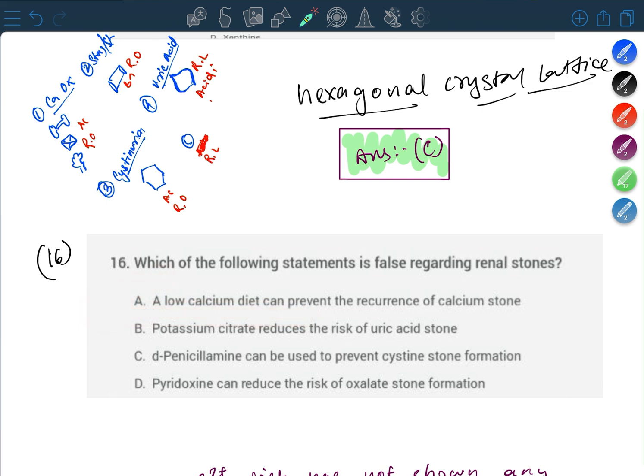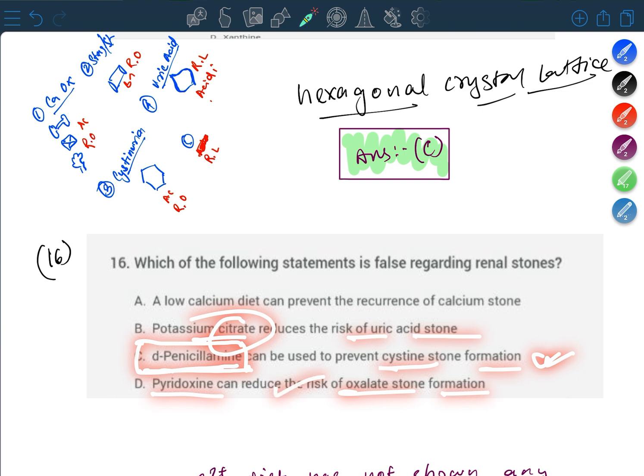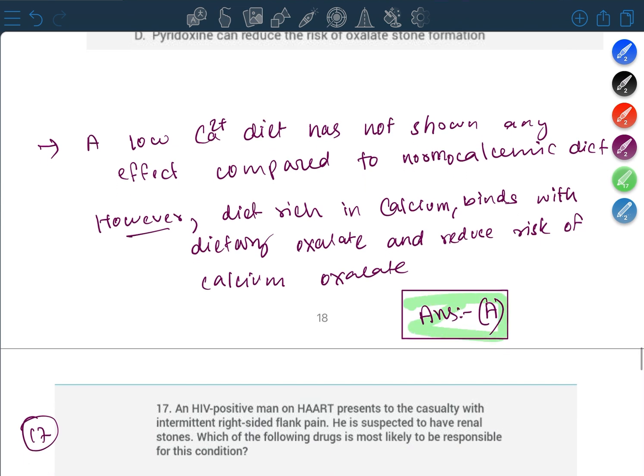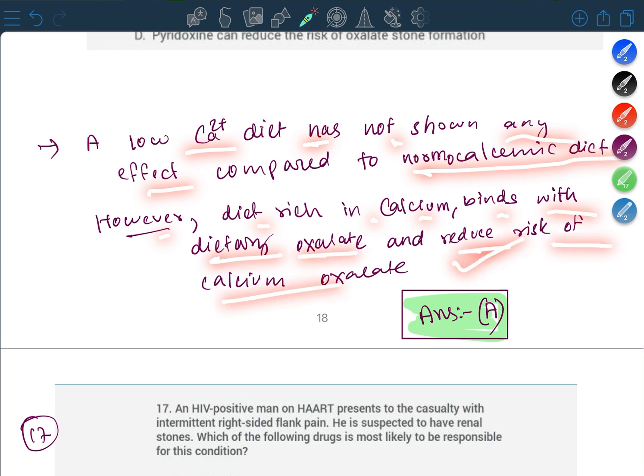Let's read the other options. Potassium citrate reduces the risk of uric acid stones. Yes, citrate is an inhibiting factor. D-penicillamine is used in recurrent cystine stone formation and pyridoxine in calcium oxalate stone formation. Correct. So the false statement is the first one. A low calcium diet has not shown any effect compared to a normal calcium diet. However, a diet rich in calcium binds with dietary oxalate and reduces the risk of calcium oxalate stones.